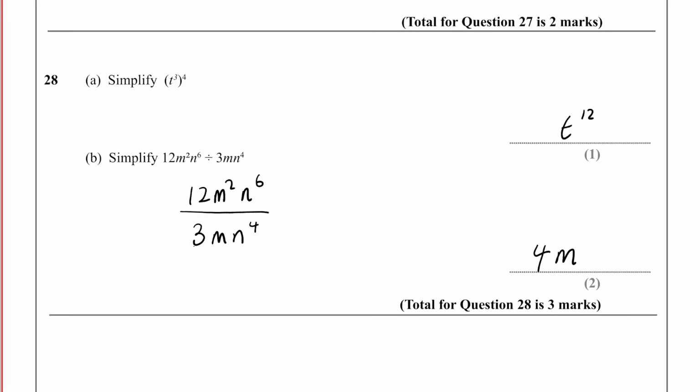N to the power of 6, divided by n to the power of 4, cancel off 4 n's, we're left with n squared. This is the same as when we're dividing indices, we take away the powers. So 6 take away 4 is 2. 2 take away 1 is 1. And then with the big numbers, the 12 and the 3, it's just normal division. 12 divided by 3 is 4.